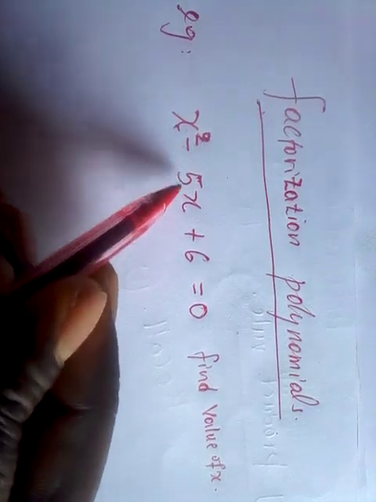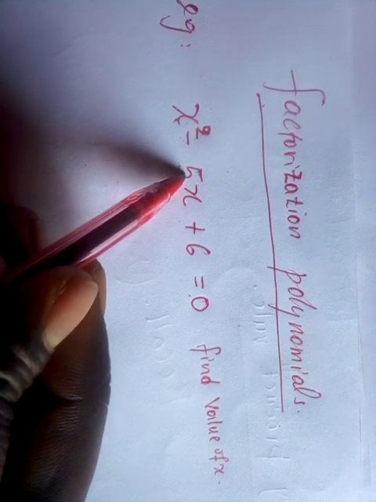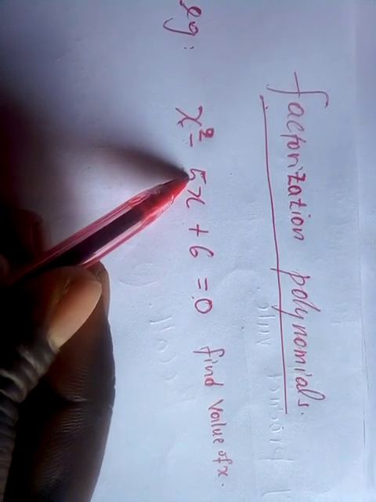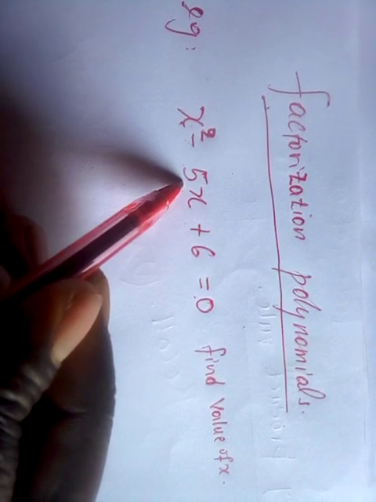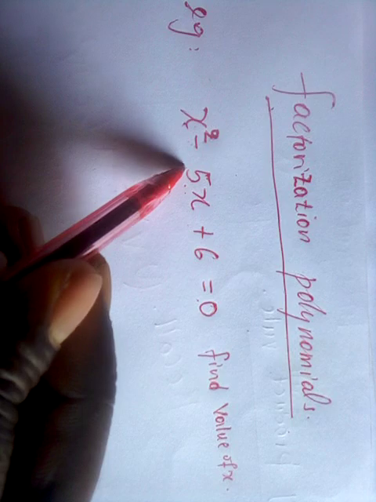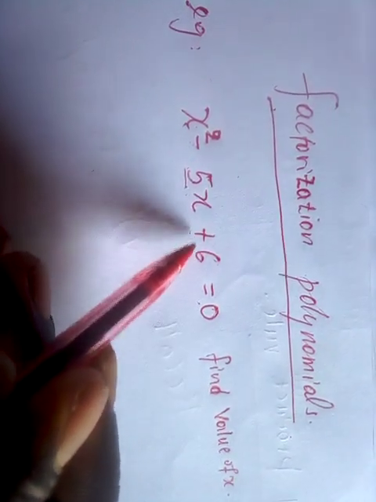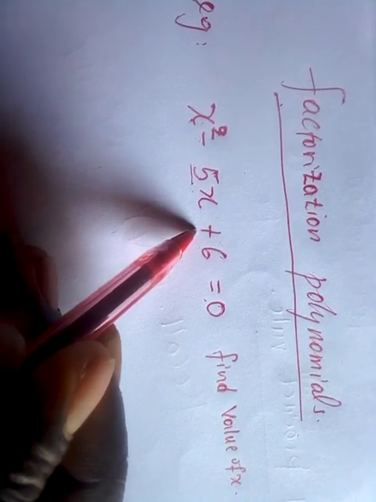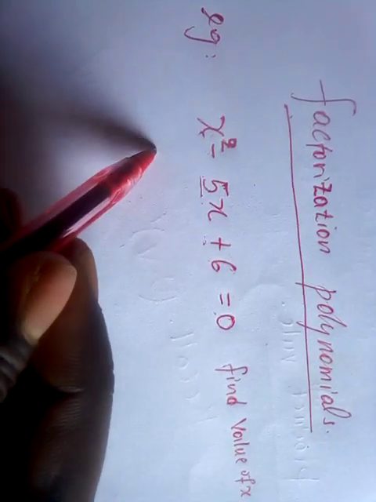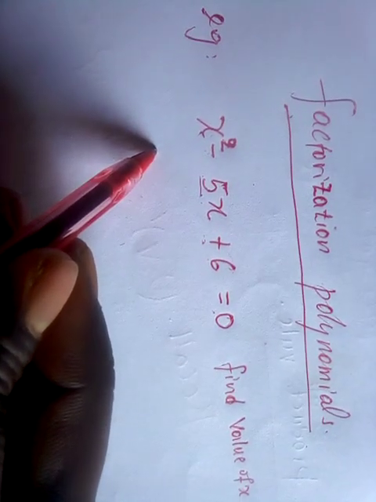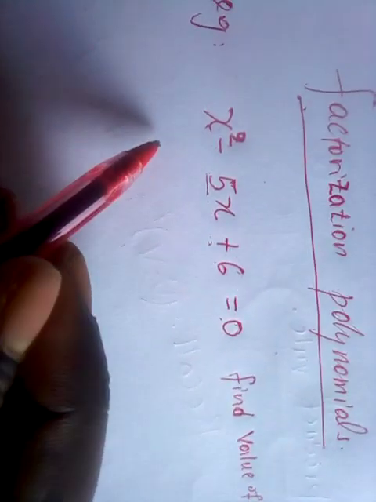As you see, x squared minus 5x plus 6 equals 0. We have to pick two numbers that you can add to get negative 5, and when we multiply those two numbers, you get 6. In summary, we can say find the numbers. Let the two numbers be m and n.